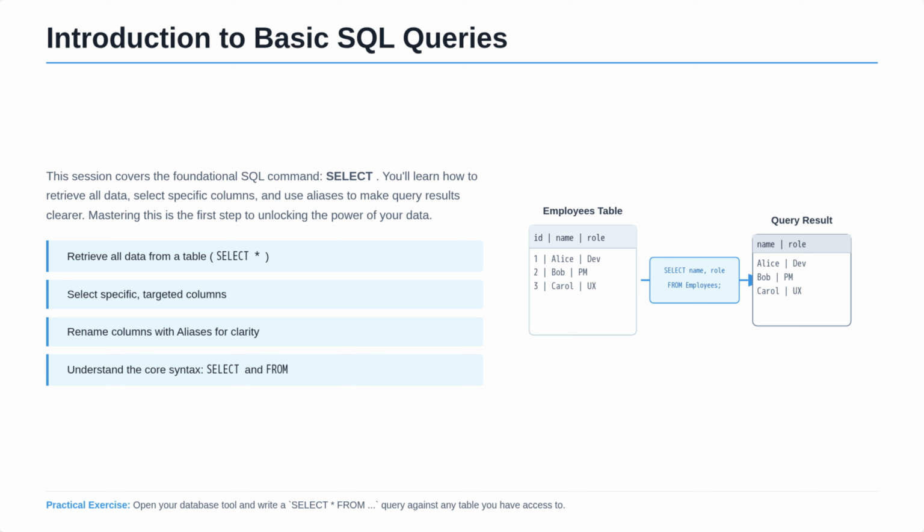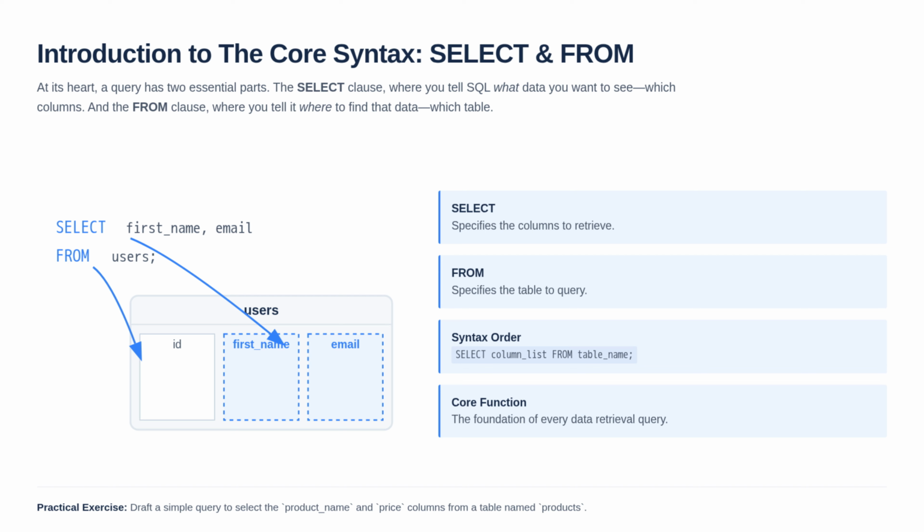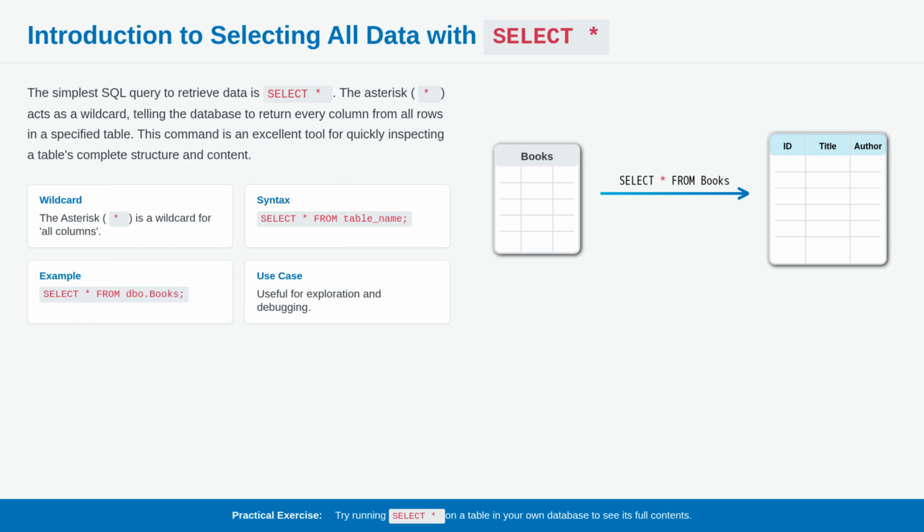of a SQL query. At its heart, a query has two essential parts. The select clause, where you tell SQL what data you want to see, which columns, and the from clause, where you tell it where to find that data, which table. The order is always select, then from. It's that simple. Let's start with the simplest query.